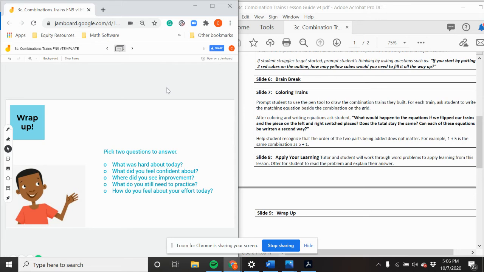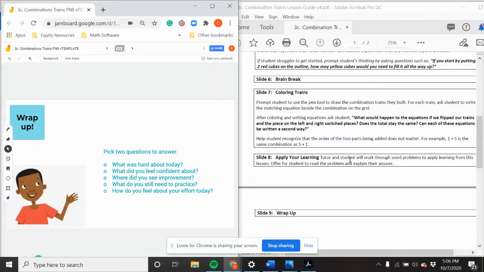The final page is the wrap-up slide. This has some metacognitive questions for students to reflect on their learning from the day and discuss what was easy and challenging for them and what they're excited to do next time. One other thing to note is that sometimes you may see a symbol with an O that would indicate that that portion of the lesson is optional. That is for opportunities where your student might need additional support and extra practice.